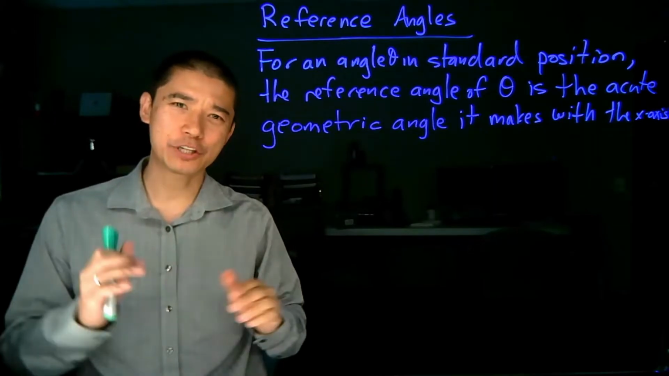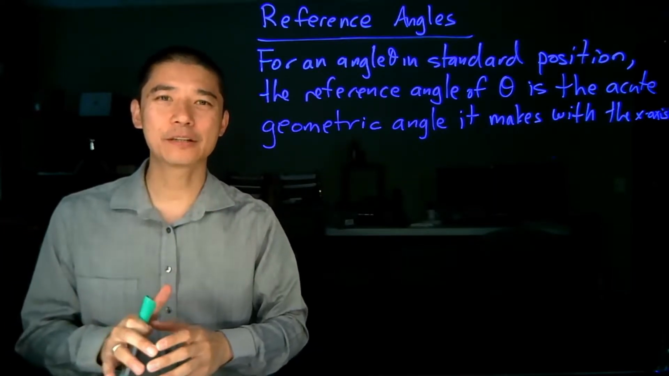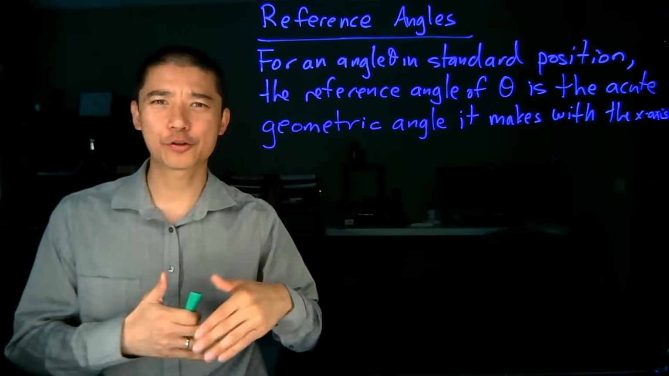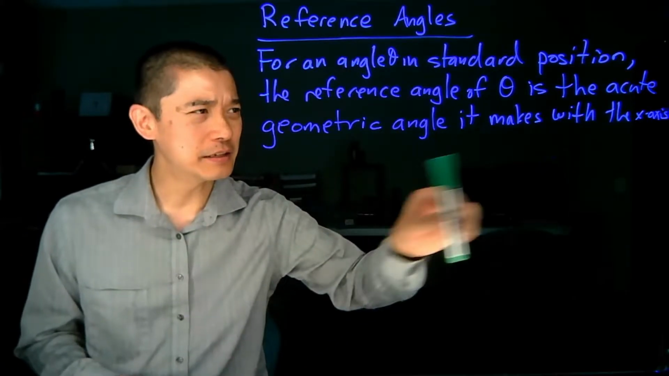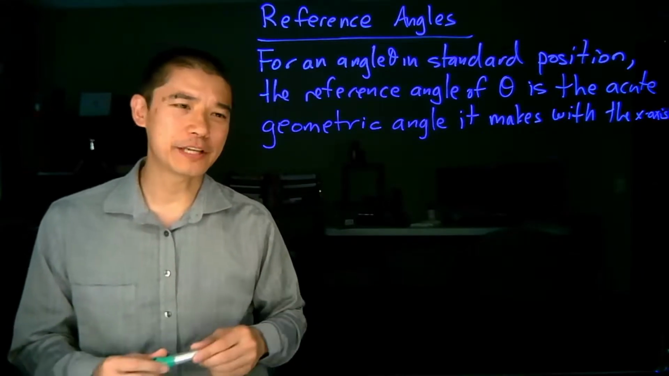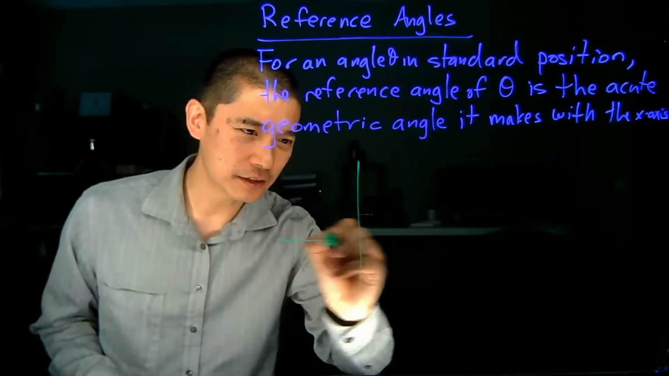Geometric angle means that we're just going to use the positive measurement and not worry about what direction, whether it's a positive angle or a negative angle. We're just going to call it a positive angle. And so the geometric angle makes with the x-axis. So let's take a look.